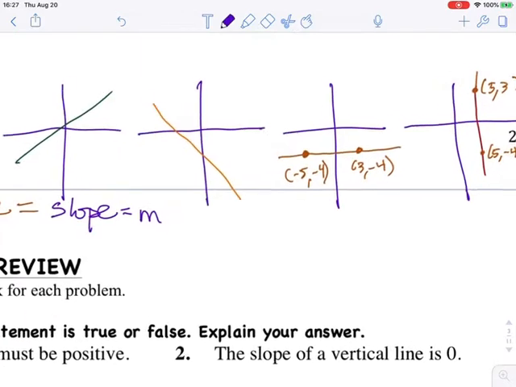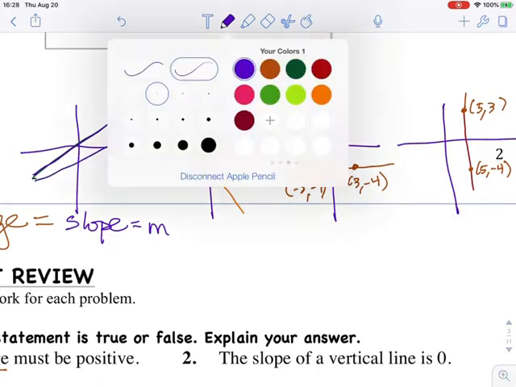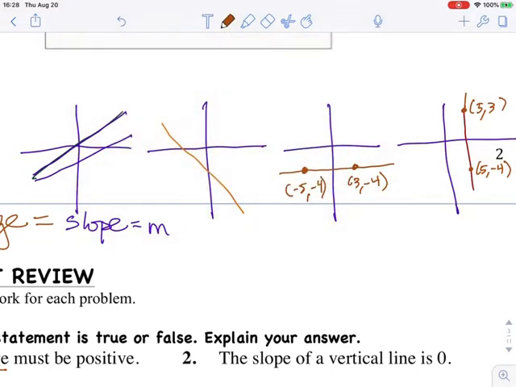Lines come in a variety of flavors. You see lines pitched in this direction, maybe a little even flatter, but same, rising from left to right. We always must read left to right. Sometimes lines are falling from left to right. Sometimes they're completely horizontal, as in this case, and sometimes they're completely vertical.